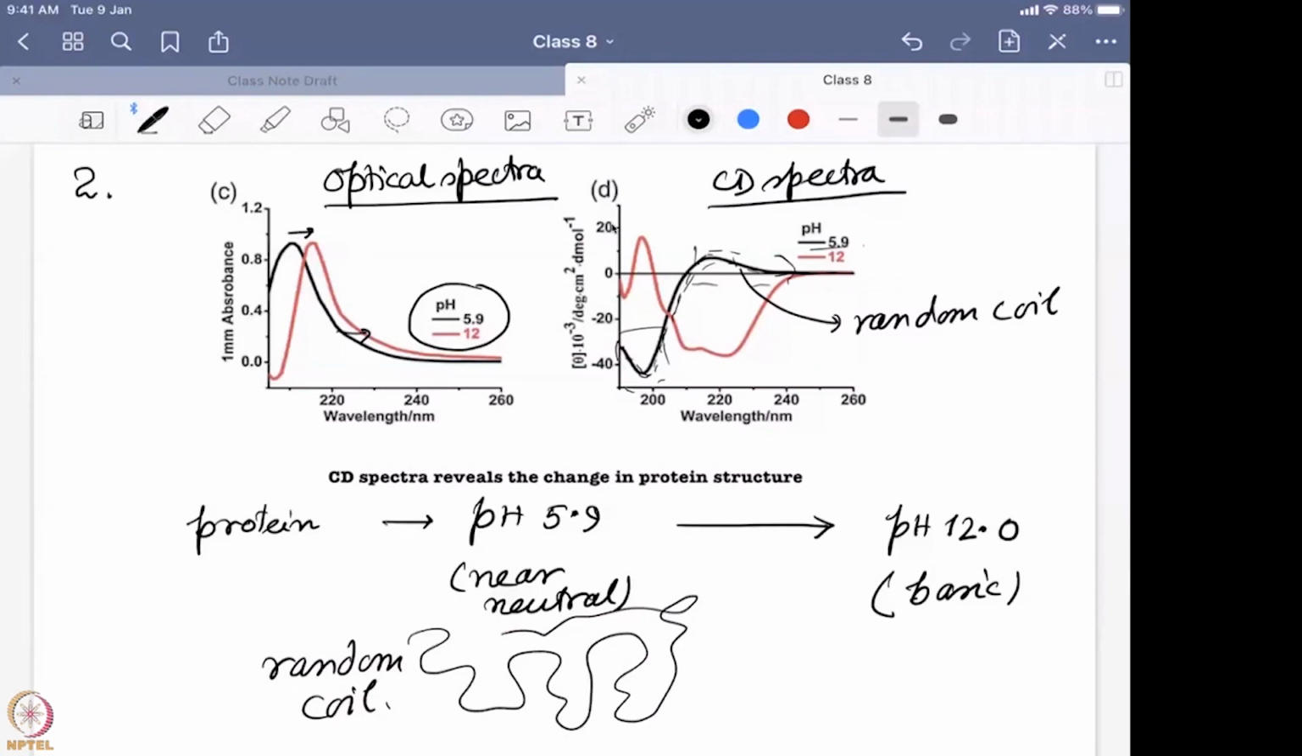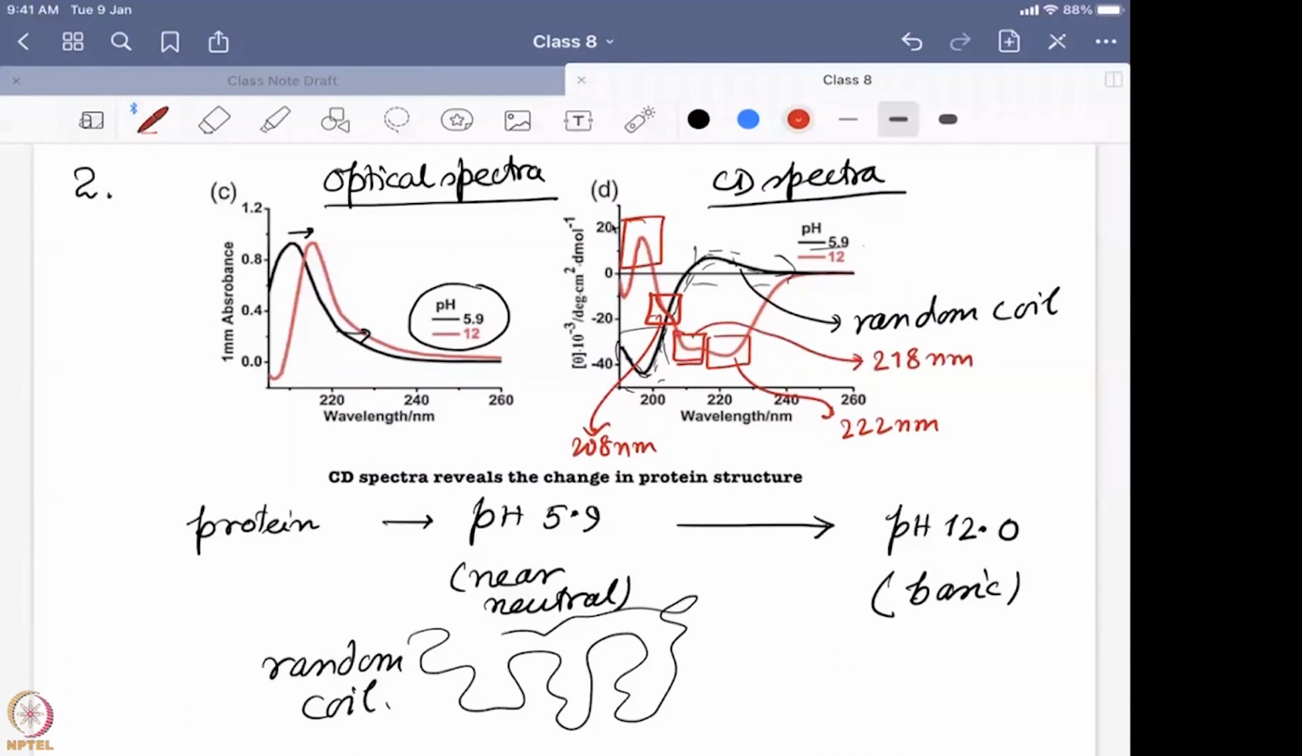However, as you go to basic condition, you get this particular red color spectrum. And what are you seeing over here? A positive band over here. You can see a hump over here, a hump over here, and another hump over here. This hump is at 208 nanometer. On the other hand, this one is at 222 nanometer. And this one in the middle is at 280 nanometer.